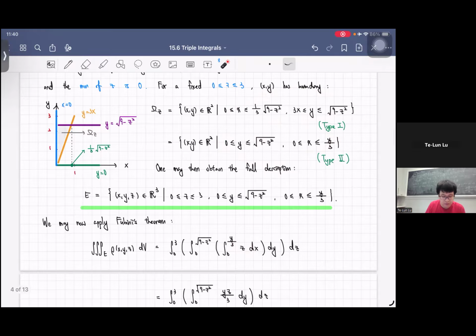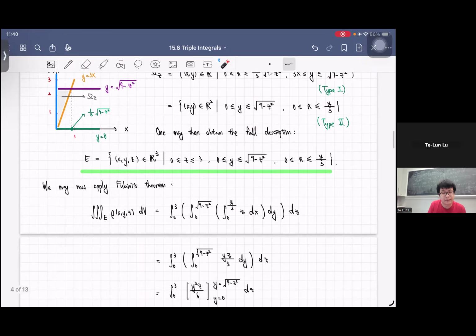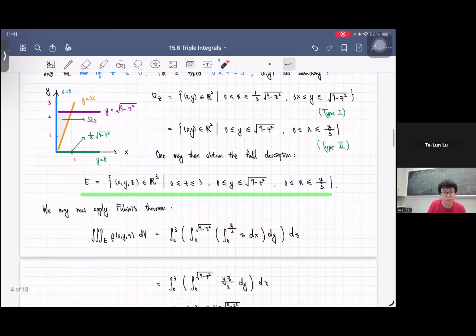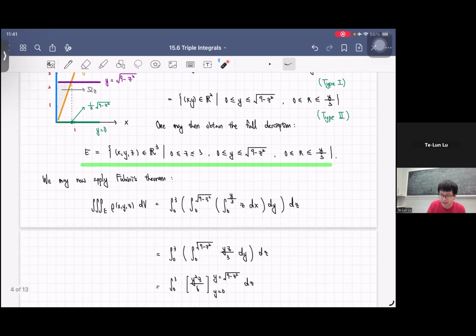So let us do the integral. We know that the mass will be the integration of the density over the volume. So let us use Fubini's theorem to evaluate this triple integral. The first thing obviously will be dz, that is a constant boundary. And for the interior two-dimensional integration, you can choose either this type 1 description or type 2 description. In this case, I choose the type 2 description. So y has a fixed boundary in terms of z, and you have a boundary with respect to y in the x integration. And then it's algebra.